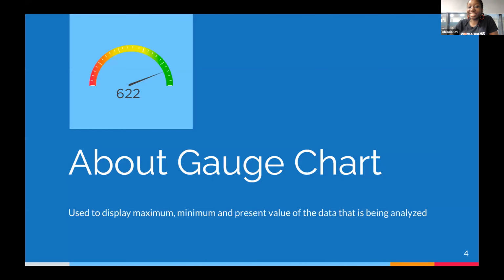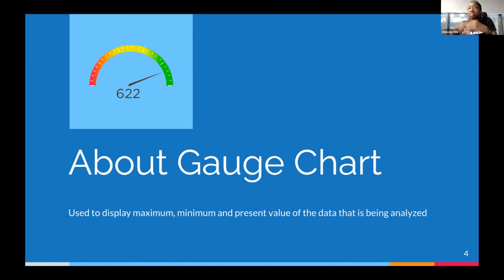All right, so let's get into what a gauge chart is. Gauge charts are typically used to display the maximum, minimum, and present value of data that is being analyzed. If you're familiar with the dashboard of your car, you can see that speedometer gauge. That's where these gauge charts actually originate from.